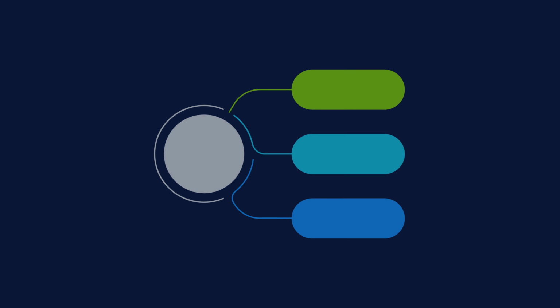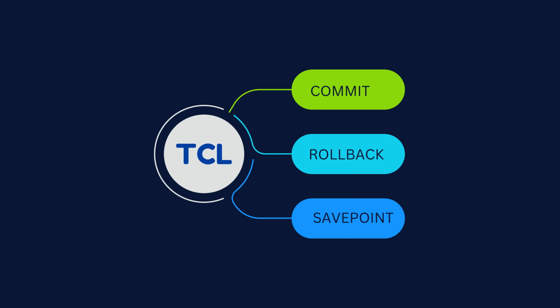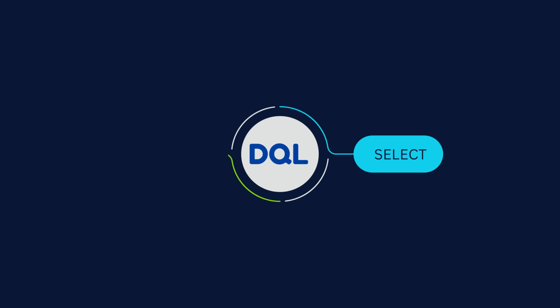TCL, transaction control language. We have three different commands here: commit, rollback, and save point. To make the changes permanent or to save the changes done within the transaction, we can use commit, or to remove those changes or to roll back the transaction, we use the rollback command. We can create multiple save points within the transaction, and we can roll back the transaction to whatever save point was created inside the transaction. The last one is DQL, data query language.